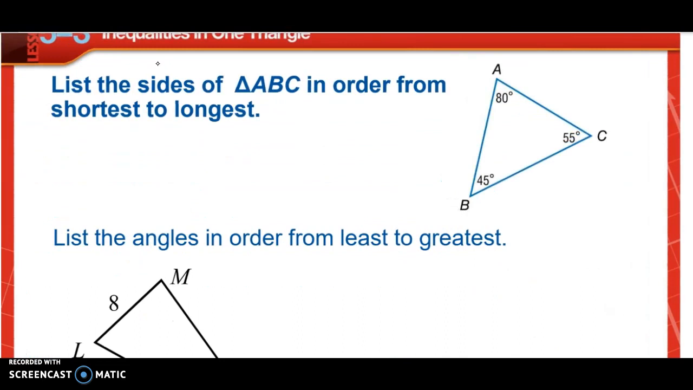So we look at this, and it says to list the sides, but I'm going to start with the angles. Angle B is the smallest. Okay, the next angle is angle C. I'm going to call that the medium side. And then you've got angle A. That's the big side.